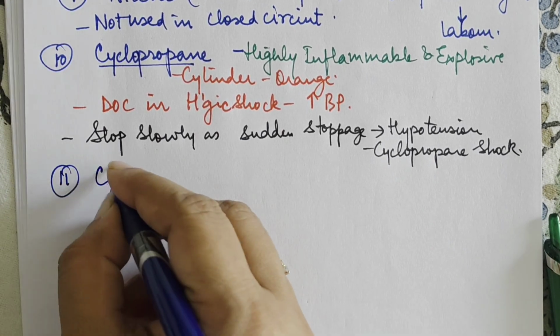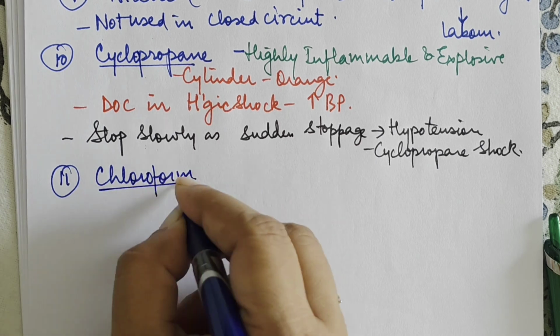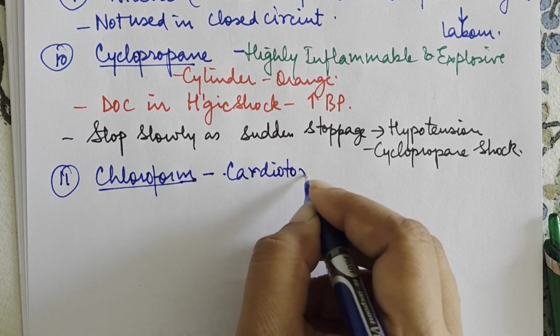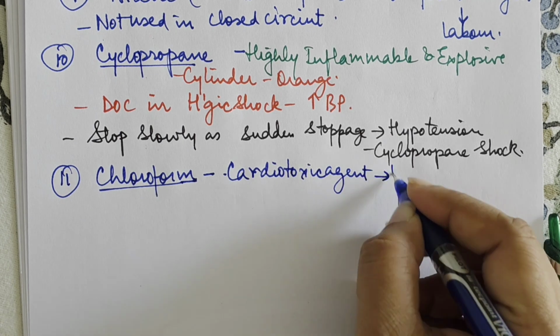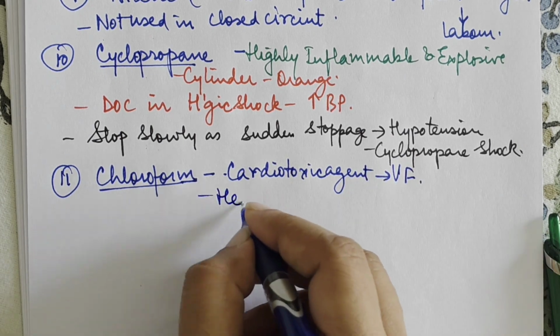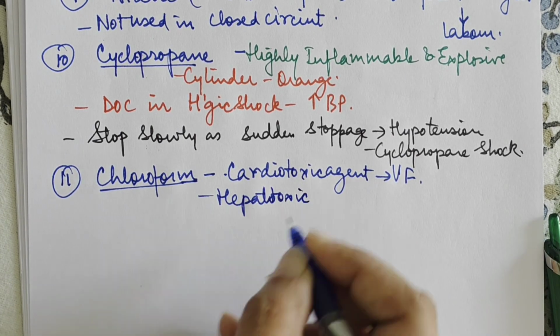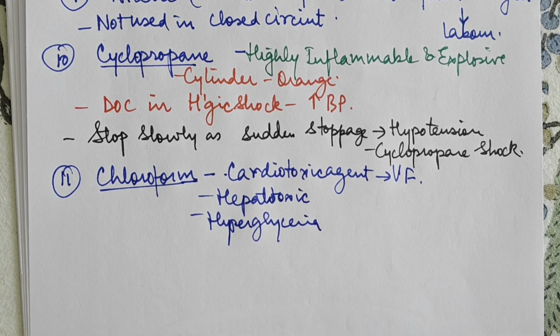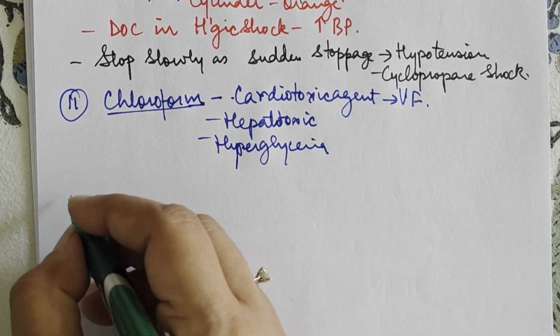Next we have chloroform. You all must have heard about chloroform and seen in the movies also how it was used for anesthesia, kidnapping and all. Now this is a cardiotoxic agent, so it results in ventricular fibrillation. It is also a hepatotoxic drug and it also causes hyperglycemia. So nowadays chloroform is not used anywhere. Okay. Then some other agents are there.